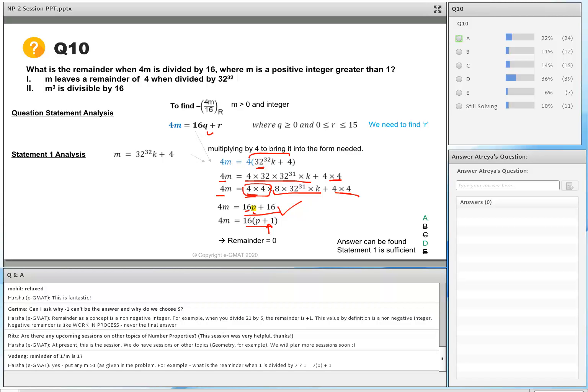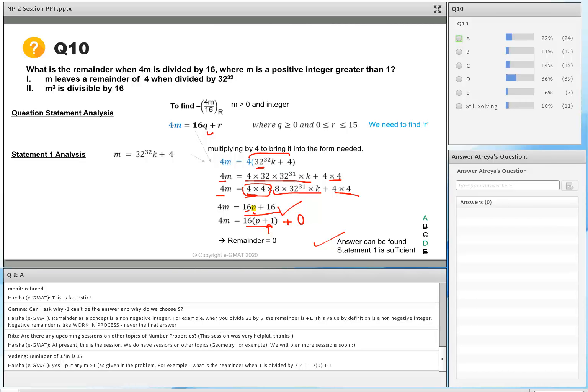q plus r. Now what is 16q plus r over here? Since I do not have any r, I can write r to be equal to 0. So 4m is equal to 16 times q plus 0. That tells me that the answer for this question is 0. So I get a remainder. If I get a remainder, I can say that statement 1 is sufficient to answer this question. Now I have 2-3 questions of the same type in the Q&A pod.